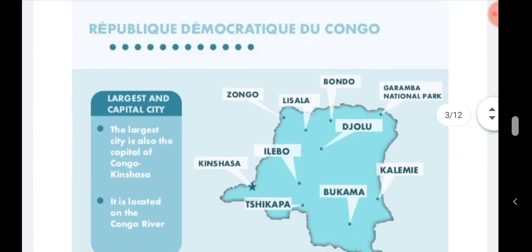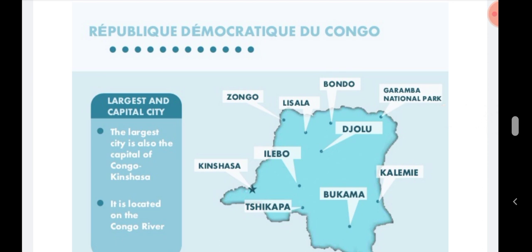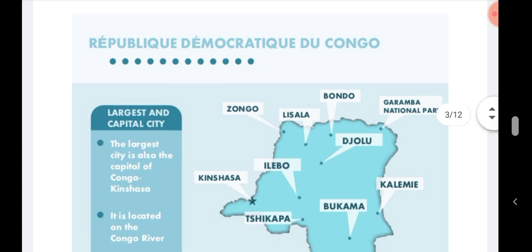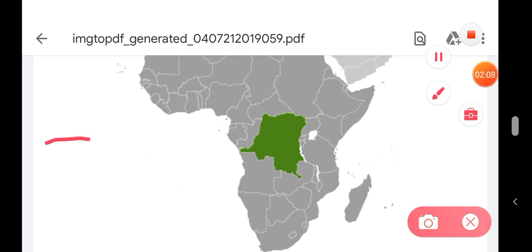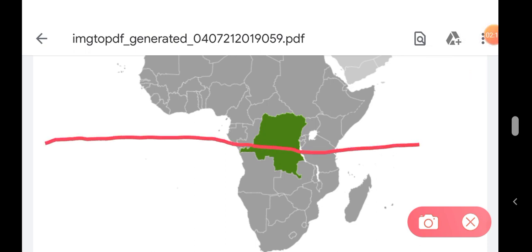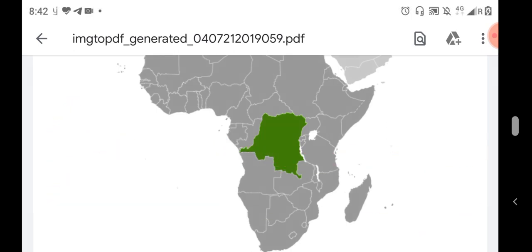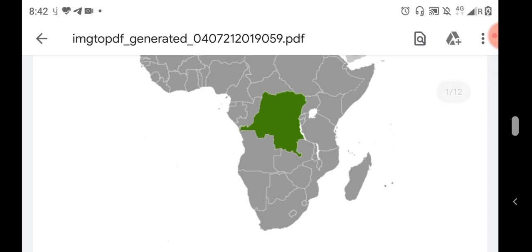So students, Republic Democratic du Congo, that is the name of it, and you know that it lies in the equatorial region, means it is near the equator. This is the 0-degree equator, and you know that the temperature nearby the equator is hot and humid. That's why you can understand how the temperature of this country is different from our country.